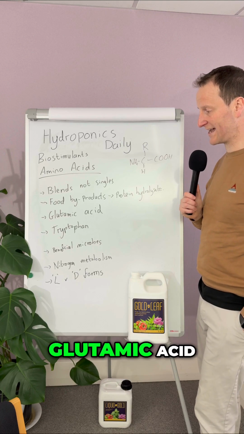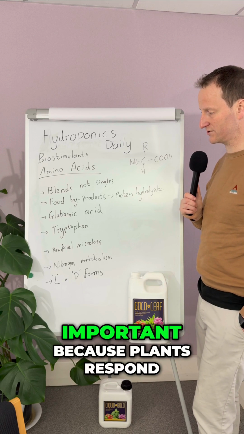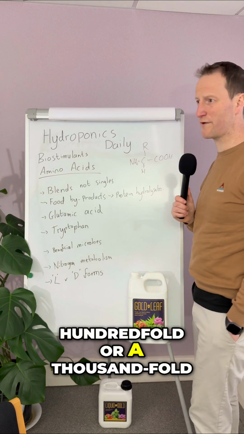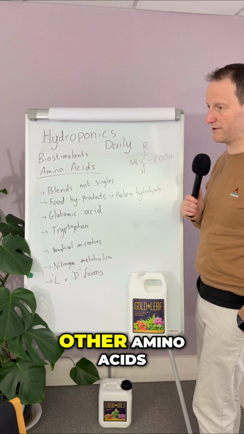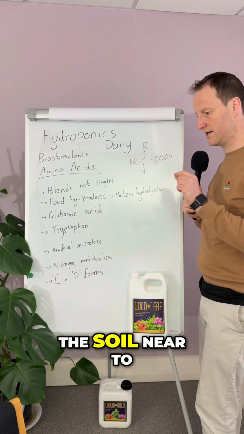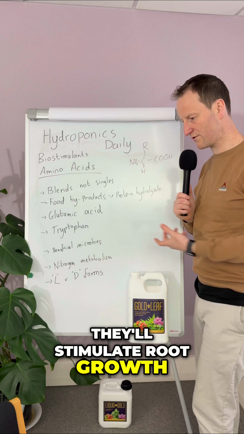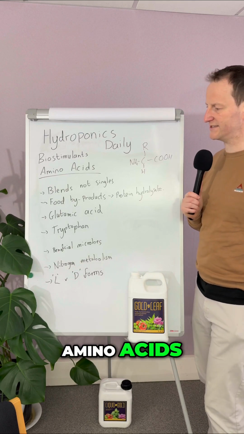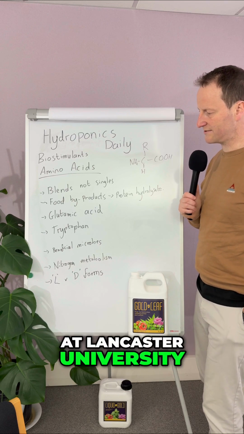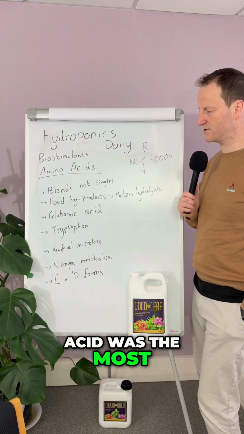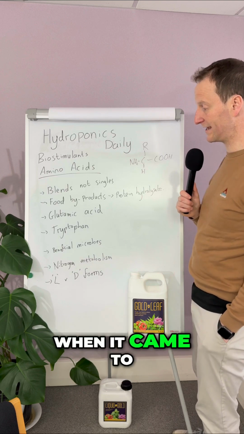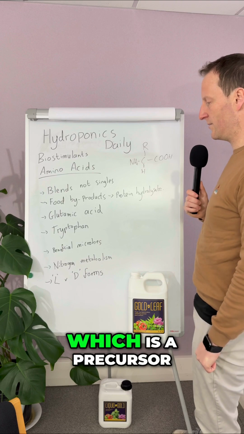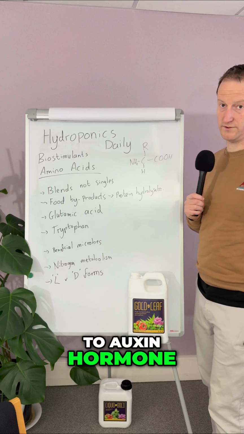And here I've highlighted the particular amino acids to look out for. The first one is glutamic acid, and that is very important because plants respond to glutamic acid like 100-fold or 1,000-fold more than they would other amino acids. So you put it in the soil near to a root, they'll stimulate root growth around the glutamic acid dramatically compared to other amino acids. That's shown by research at Lancaster University. They showed that glutamic acid was the most potent of all the amino acids when it came to root growth stimulation.